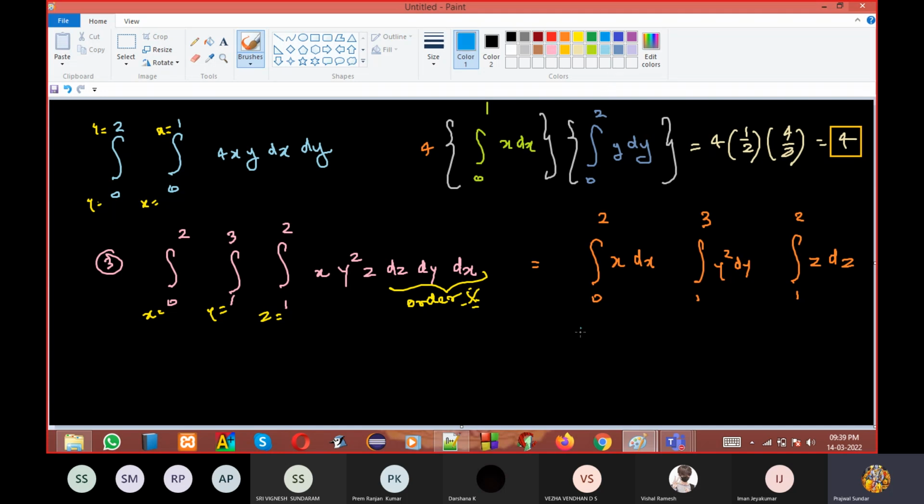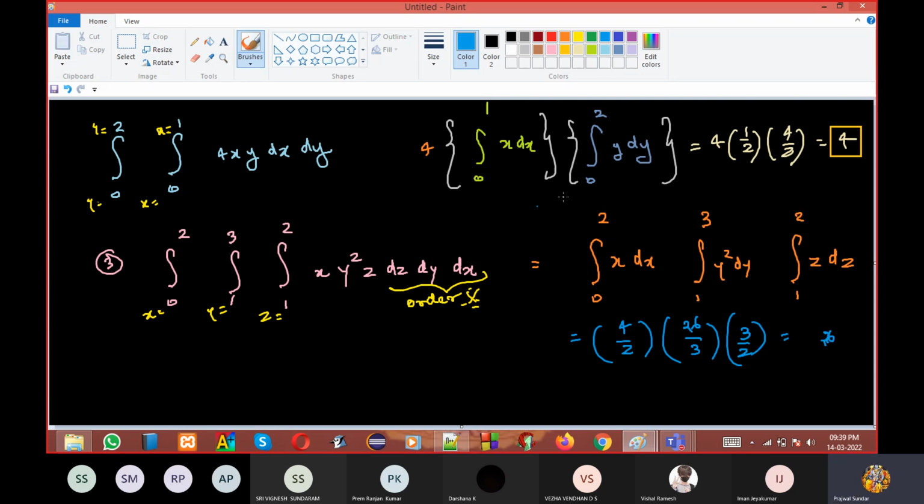So what will happen? This will become x squared by 2, it will become 4 by 2. This will become y cube by 3, 27 minus 1, 26 by 3. This will become z squared by 2, 4 minus 1, 3 by 2. So this should be the final answer, I guess.